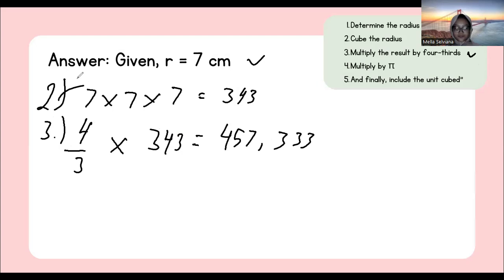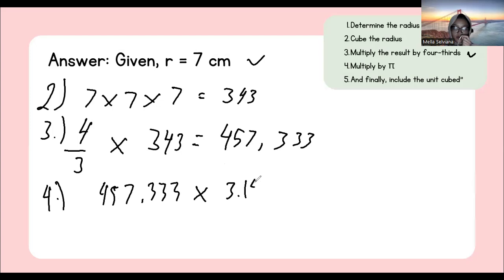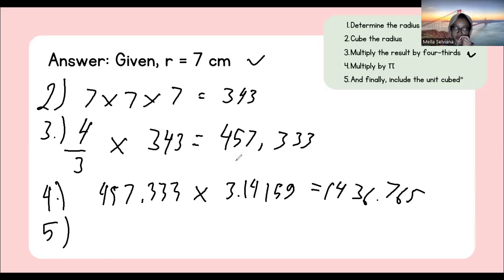457.333. Step 4, multiply by pi. Multiply 457.333 by 3.14159, and the result is 1436.765. Now the last step is include the unit cubed.